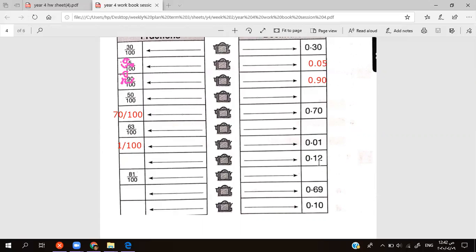Let's see, 0.12. The number is 12. 12 over what? How many numbers after the decimal? Two numbers. So this must be a number with two zeros. If it were one number, it would be over 10. Now, pause me please and answer the remaining questions. A fraction and a fraction and a fraction, and then here two decimals. Please answer these five and come back to see how we do it.